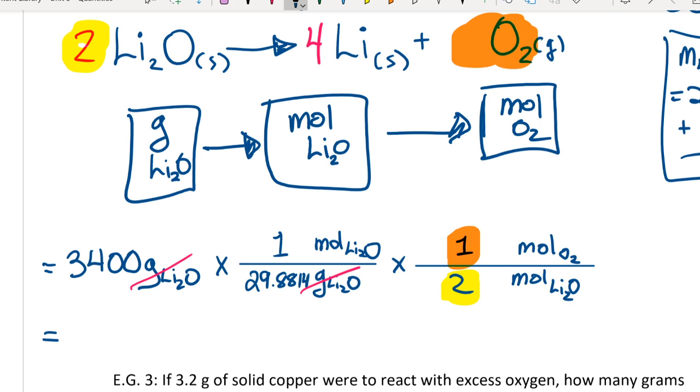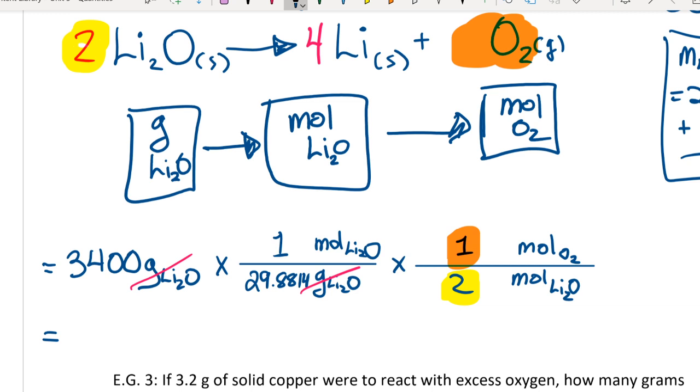So to back up and talk my way through this, I started with 3,400 grams of this stuff. But even though I can weigh that out on the bench, which helps me in the real world, an equation doesn't deal in masses, it deals in numbers. So I've got to turn this into a number. The counting number is the mole. So I don't want to know how many grams I have, I want to know how many moles I have. Luckily, I know that 1 mole of this stuff weighs 29.8814.